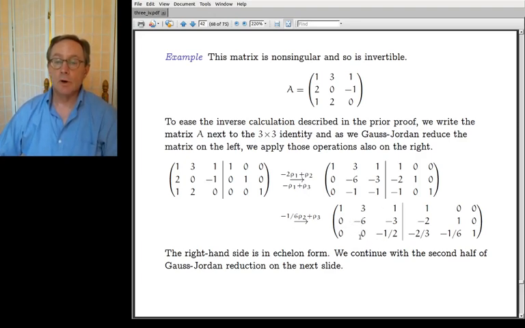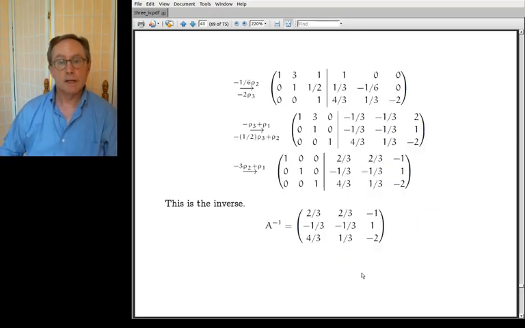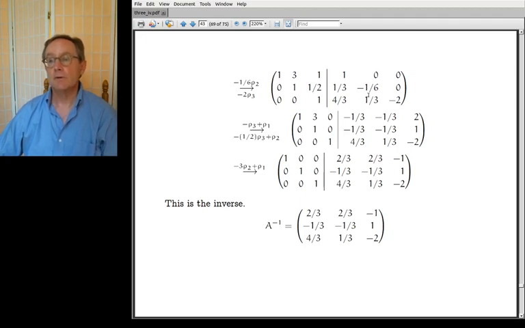Here I have echelon form. Next step in Gauss-Jordan reduction. Do you remember the next step? The next step is to turn all of the diagonal elements into ones. So I have to multiply row 2 by minus 1/6, and I have to multiply row 3 by minus 2. That makes some messes over here on the other side.